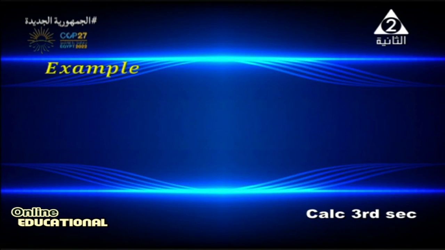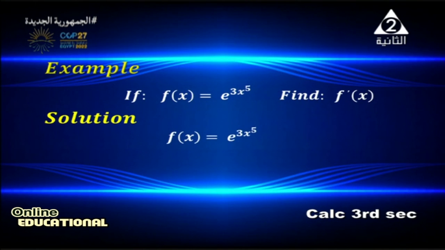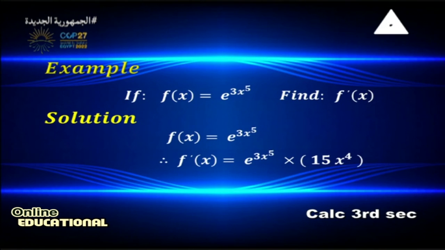Another example, if f of x equals e to the power 3x power 5, find f dash x. The function f of x equals e to the power 3x to the power 5, then the derivative f dash x equals e to the power 3x power 5 multiply the derivative of the power. Derivative of 3x power 5 equals 15x power 4. Then f dash x equals 15x power 4 multiply e to the power 3x to the power 5.